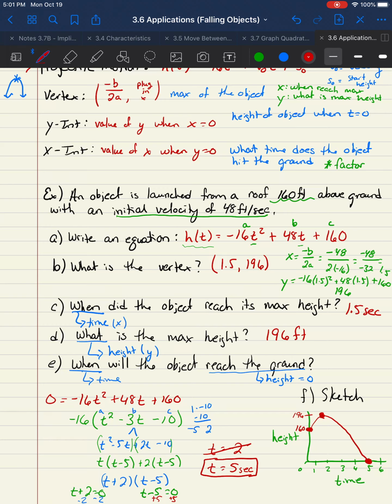Yes, I will let you label your y-axis this way. And then what's the next information we found? That we hit the ground at 5 seconds. So at 5 seconds, I have no height. I got a nice, pretty parabola.